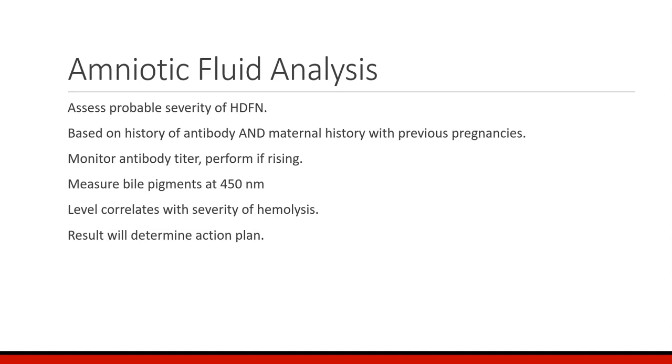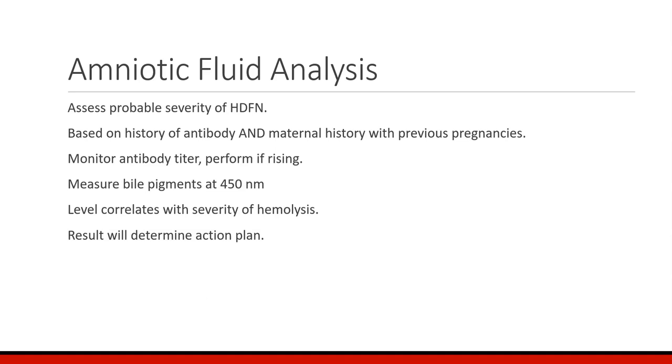And the bile pigments in the fluid are measured at 450 nanometers in a spectrophotometer. You must memorize that number, 450 nanometers. The level of bile pigments correlates directly with the severity of hemolysis of the red cells and how severely this particular fetus is being affected. So the results will determine the action plan.